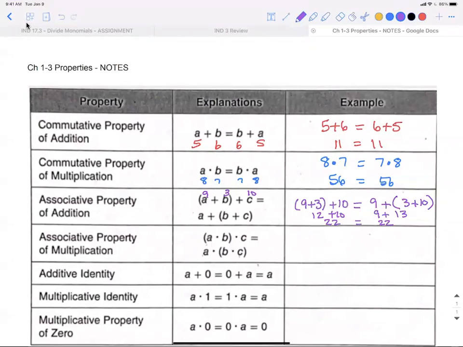So the associative property of addition says that if you associate A and B and then add C, it's the same as if you associate B and C and then add A. Okay. All right.